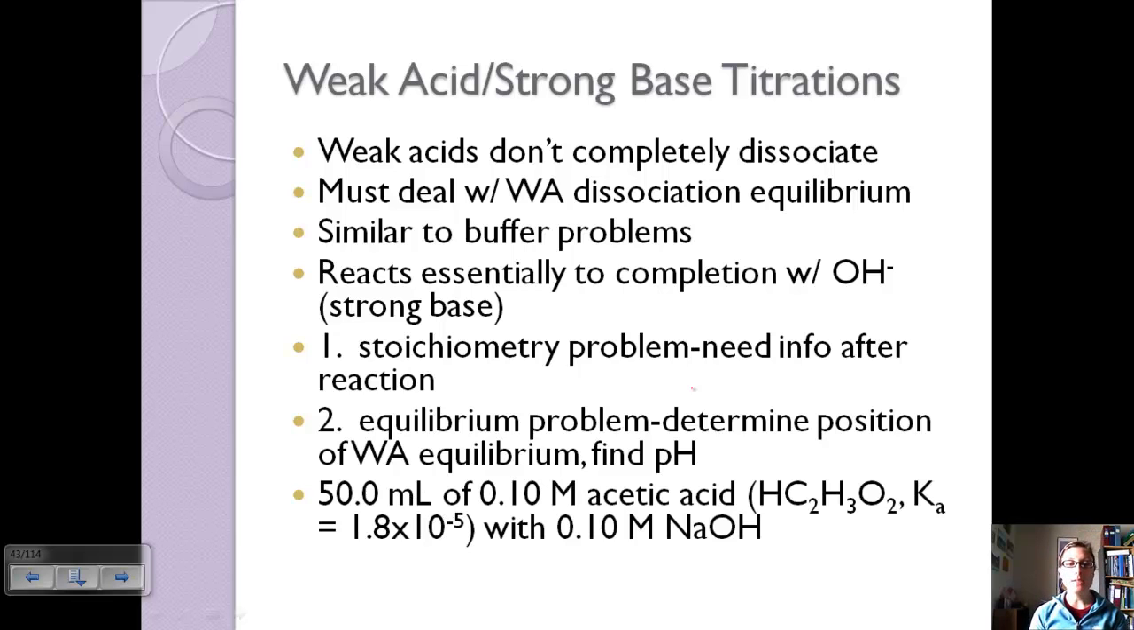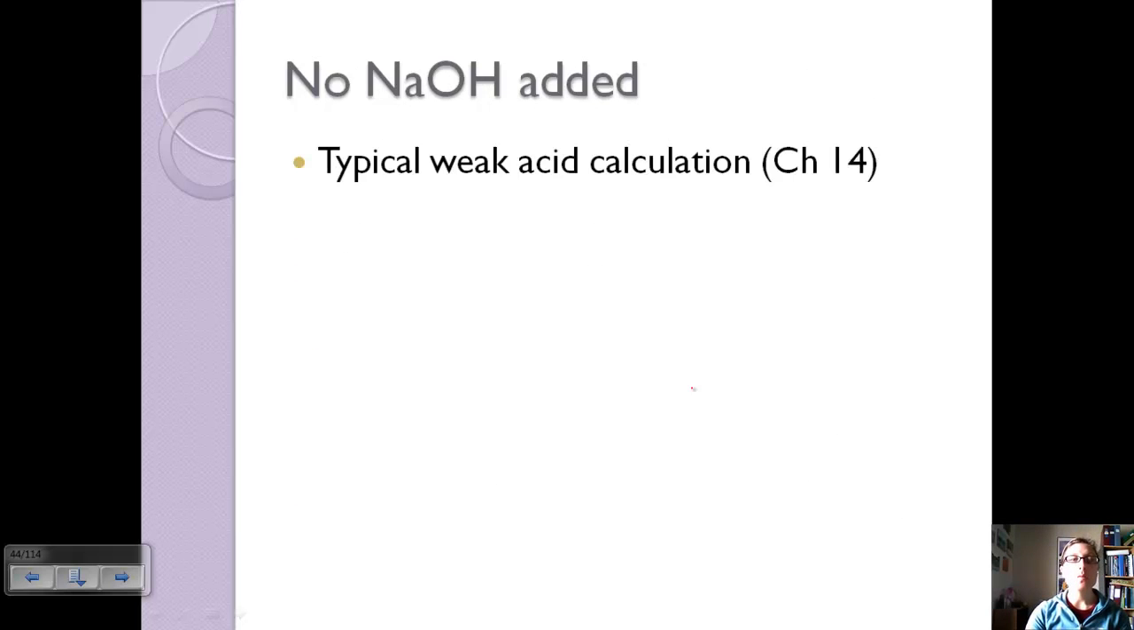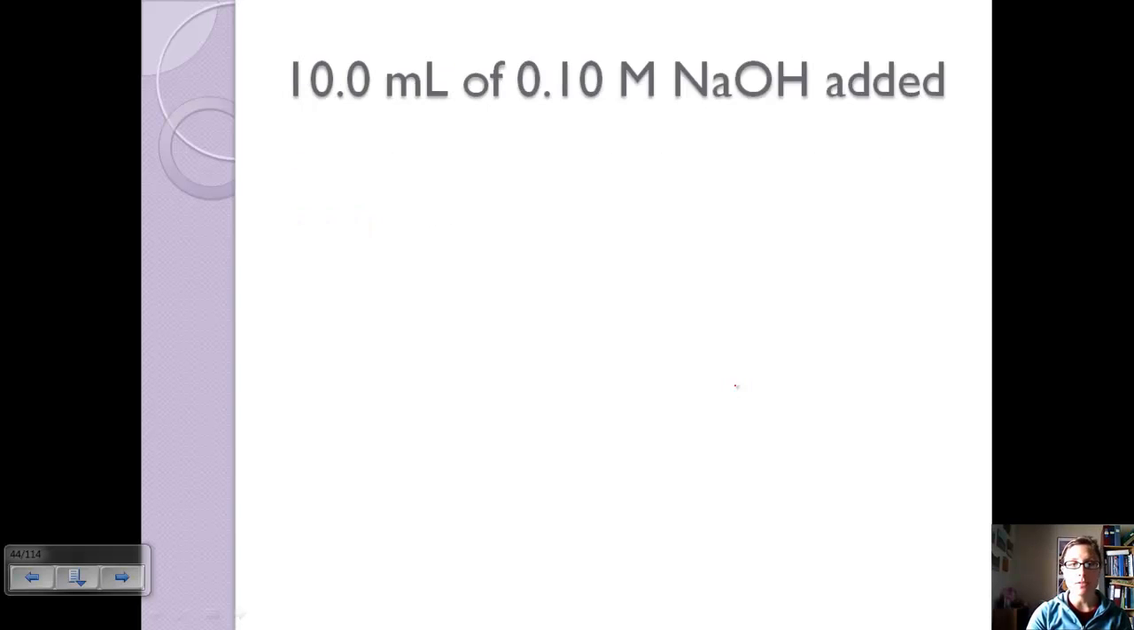So let's start with 50 milliliters of a 0.1 molar acetic acid. Acetic acid is a weak acid. And we're going to titrate with 0.1 molar of NaOH. So first, just like we did with the strong acid, strong base, we want to look at what's the case before we add any NaOH. This is a very typical weak acid calculation, so anything from chapter 14, and we would get a pH of 2.87. So you could go through and do your ICE table, take your 50 milliliters of your 0.1 molar acetic acid, and calculate your pH. Okay, but we're not going to go over that in the interest of time.